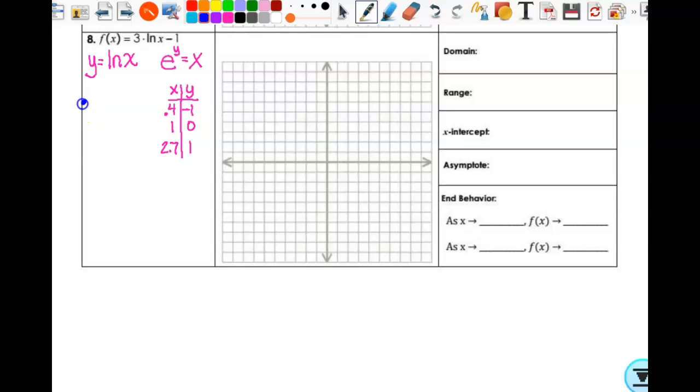That 3 is a what? Vertical stretch. Good. It's a vertical stretch by 3. Then the 1 means I go down 1. Okay? All right. So now my asymptote is where? Where's my vertical asymptote?